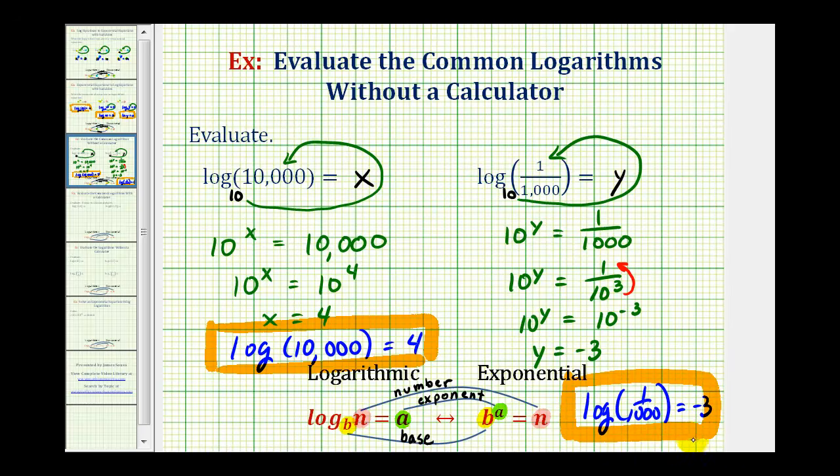Next, we'll look at two examples of evaluating common logs where we cannot write the number as 10 to a power, and therefore we'll have to use the calculator.